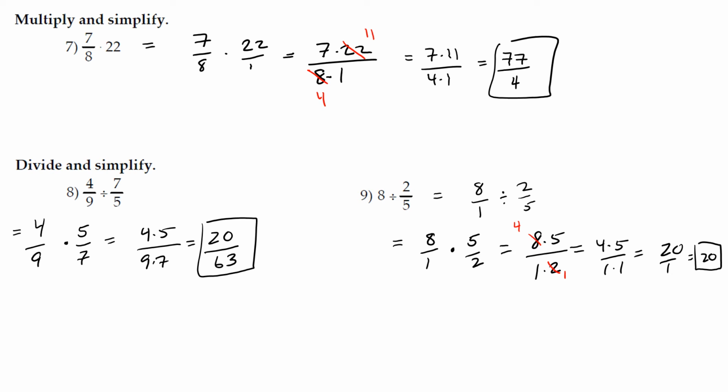So remember, when we multiply fractions, we multiply straight across. If it is a whole number, write it over 1, multiply straight across. And then when we divide fractions, we flip the second fraction and multiply.